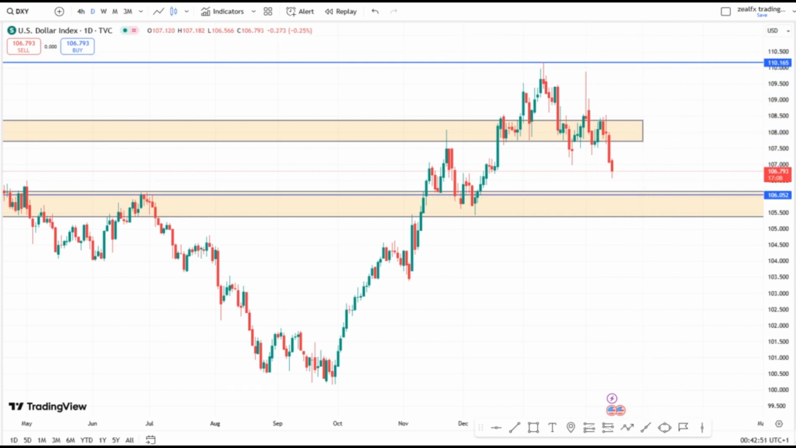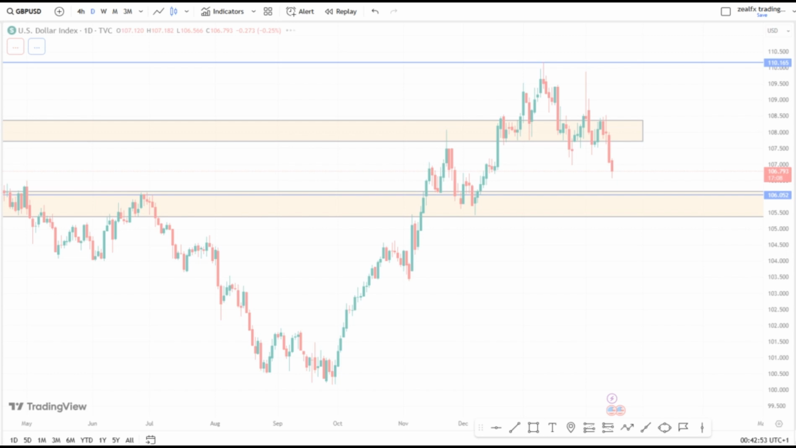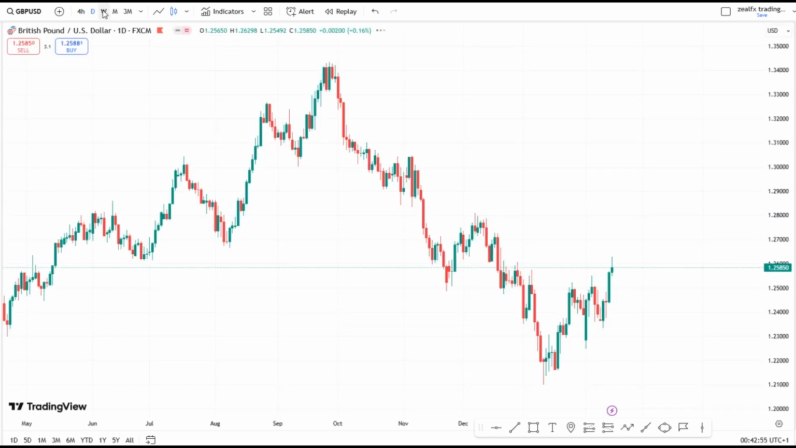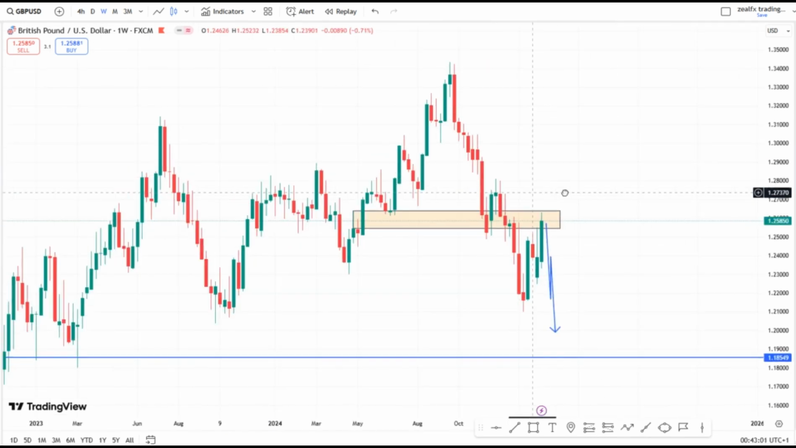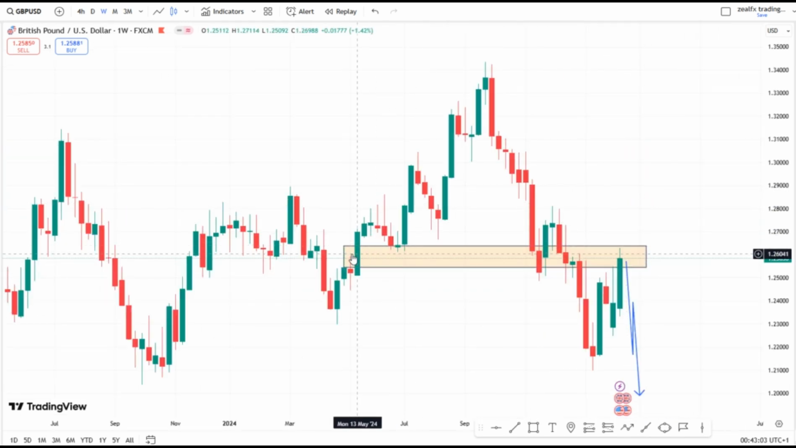Let's look at our next pair, which is the GBPUSD. The GBPUSD on my weekly chart closed on a resistance level. You can see that we have price closed on this resistance level, and we also have a false breakout at this level. So long as price closed on this weekly resistance level and we have a false breakout, this will be my best setup this week. I'll be looking for a selling opportunity on the GBPUSD.